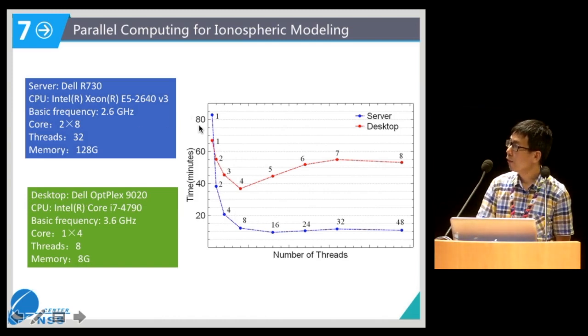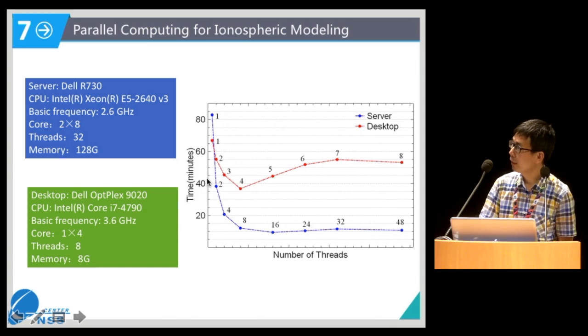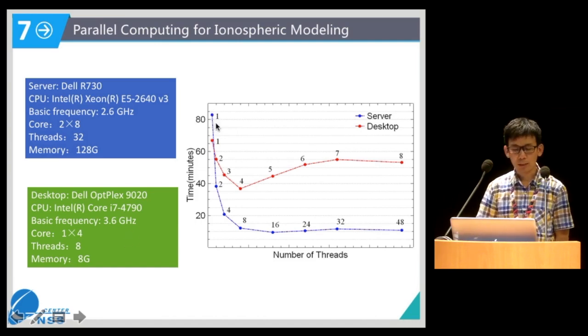figure. The vertical axis is the time consumption in units of minutes, and the horizontal axis is the number of threads. As we can see, when we use only one thread, the performance of the desktop, the red line, the desktop performs better than that of the server. This is because the desktop has a higher basic frequency, as listed here.